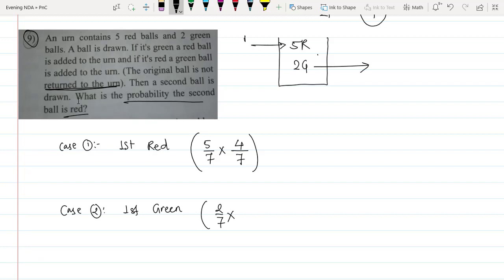So you added a red ball here. Now what is the probability of the second ball being red? How many red balls do we have here now? 1 by 7. Arey, 6 by 7, no. How is it 1 by 7? You add one red ball, so the total red balls we have is 6. So total 6 options out of 7. So this is the probability for the next red ball. Did you understand? Yes sir.